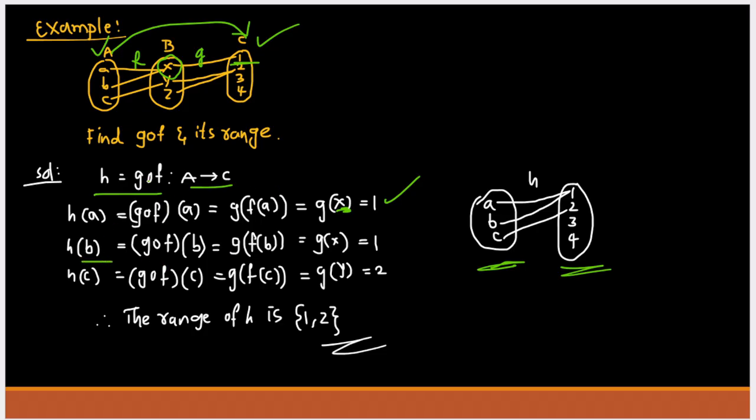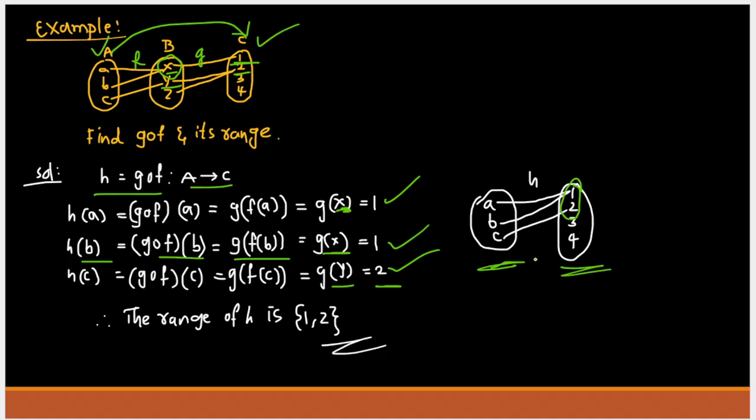h of b we can write as g circle f of b, g of f of b. Here f of b is also x. So g of x is 1. And now h of c, g circle f of c, which is g of f of c. Here f of c is y. So it becomes g of y. g of y is 2. Therefore, the range of h is 1, 2.